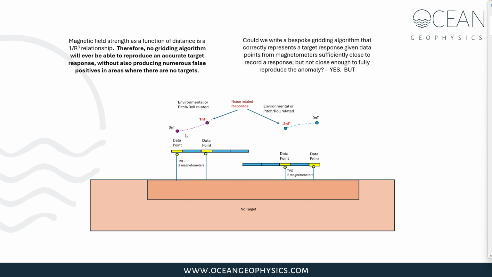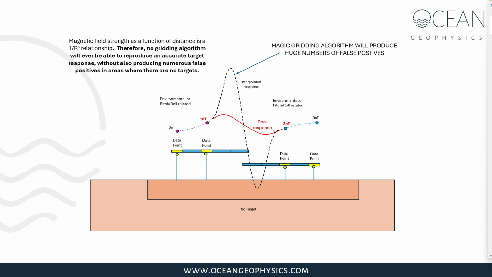However, you find yourself in this situation where you have no target here, and you have very small environmental or pitch and roll related responses from the outer magnetometers, so 0 and 1 nanotesla, and 0 and -2. These are not target related, it's noise related. You have now written an algorithm which is going to produce a target in this situation. Your real response isn't even this red line. Your real response is actually nothing, because as I stated, this is just noise. But your magic gridding algorithm that you've written is going to produce a target from this. So there's no way you can correctly represent the targets that are there, where you have gaps, without producing huge numbers of false positives.